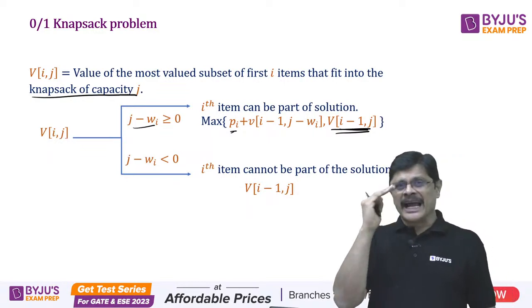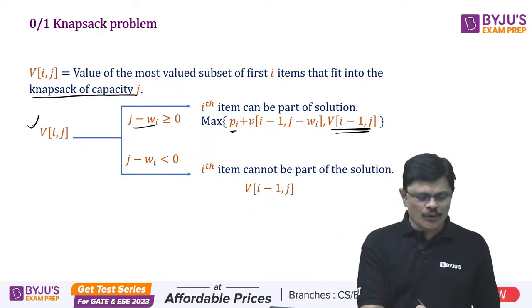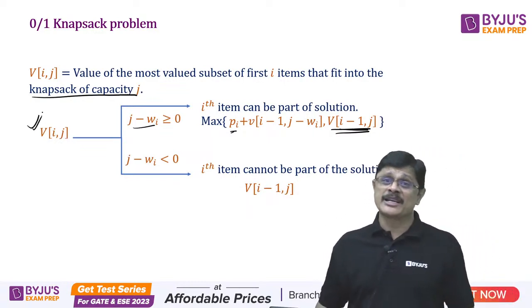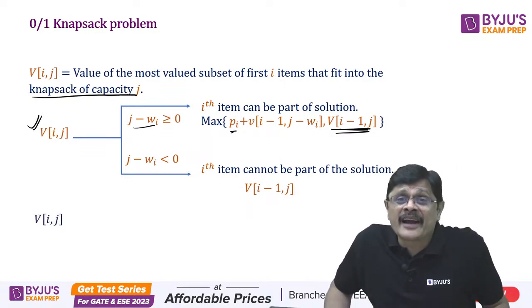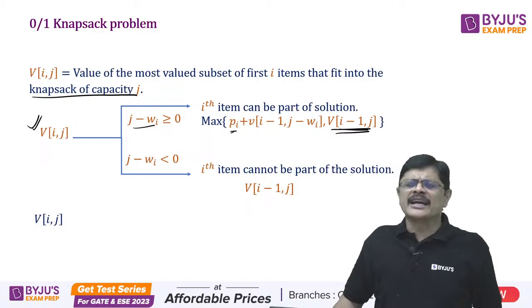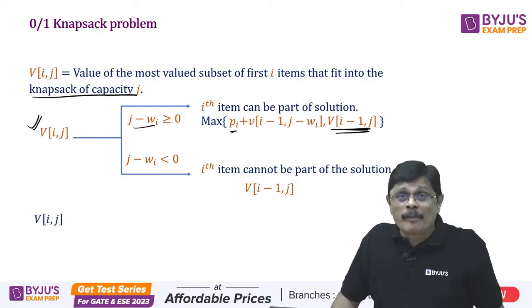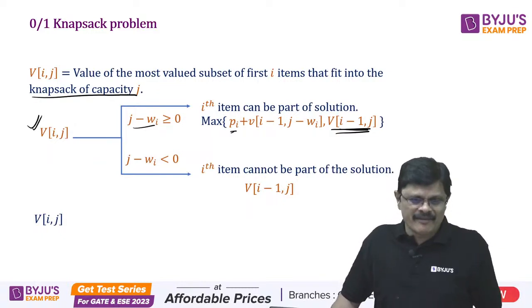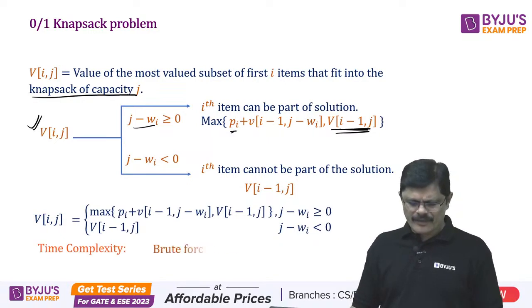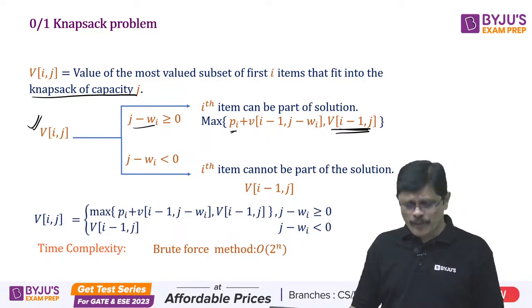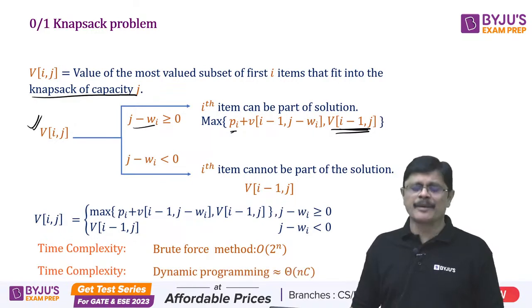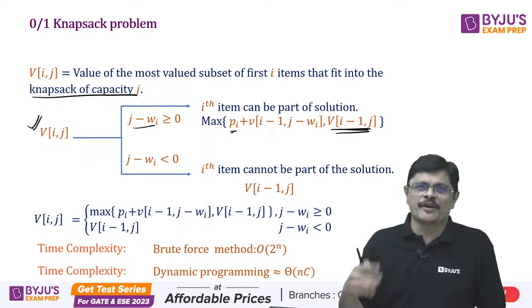In dynamic programming, the basic idea is how to write this recurrence relation, my dear friends. This plays a very, very important role. We should know it, because they can ask you the recurrence relation directly, and the second thing which they can ask you is the complexity also. As I told you, the brute force method would be order 2 power n, but if you use dynamic programming, the time complexity would be theta of n into C. C means the capacity of the knapsack.